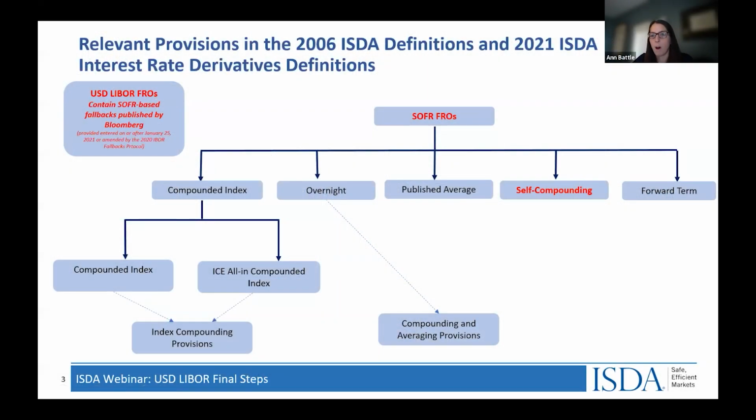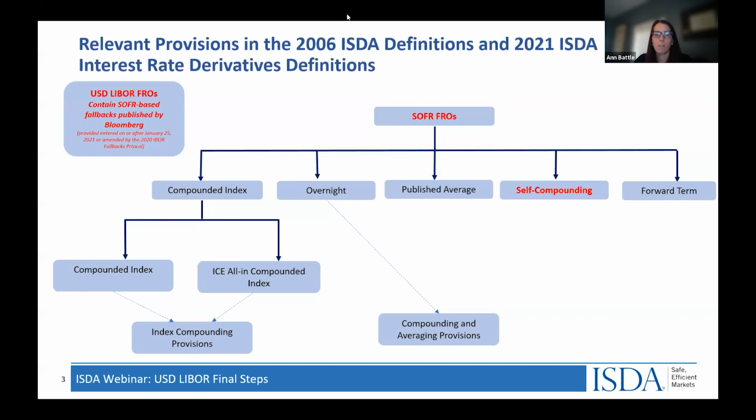Before jumping into the fallbacks and the CCP transition plans, I just wanted to give a brief background on the relevant floating rate options for both US dollar LIBOR and SOFR in the ISDA definitions, in order to set the stage for some of the terms and products that we're going to cover over the next hour. So here we have two broad categories, and these categories generally apply in both the historical 2006 ISDA definitions and the current 2021 ISDA interest rate derivatives definitions.